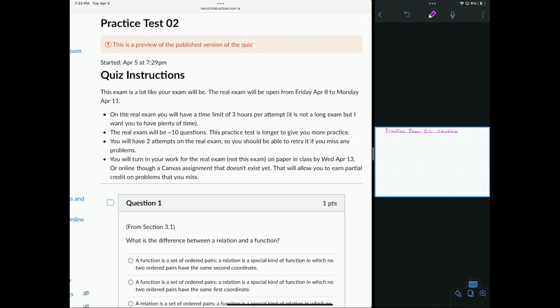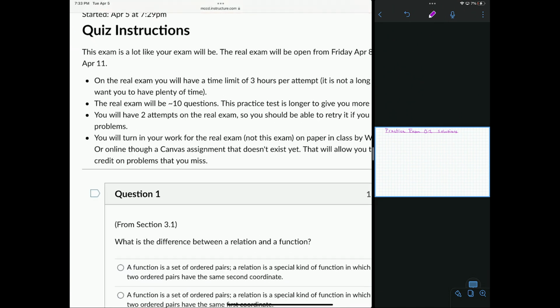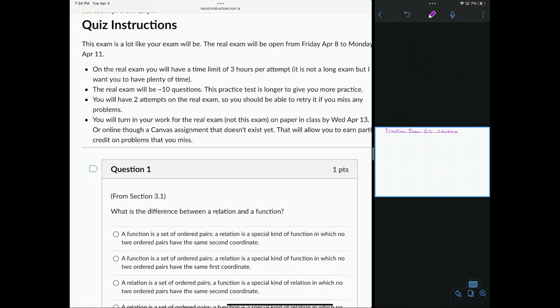So let's see, the exam is going to be open basically Friday to Monday. That's the real exam, not this. The real exam will be about 10 questions. This is longer than that for extra practice. On the real test, you get 2 attempts. So you can do it once, see what you scored, and then try it again.